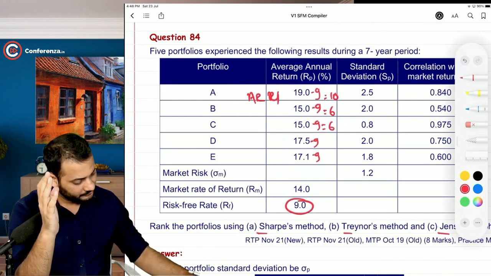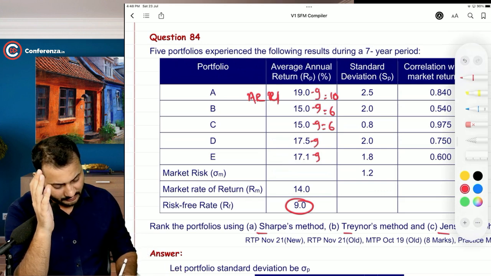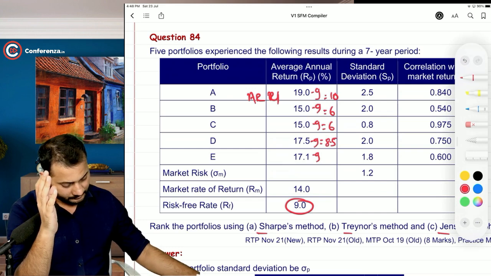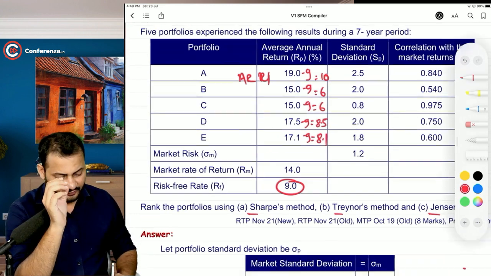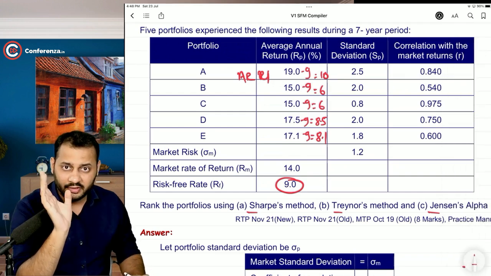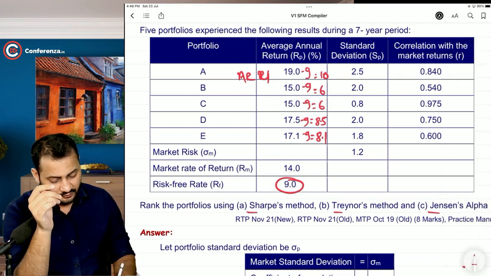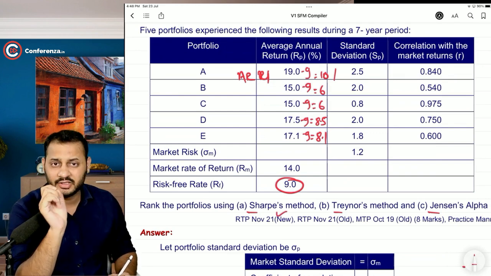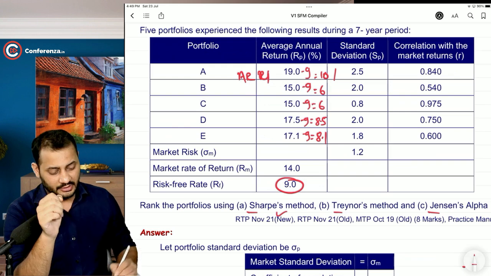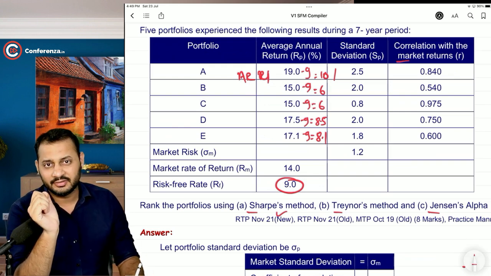17.5% minus 9, so 8.5, and this is 8.1. So okay, this is your numerator for the Sharpe's ratio. When you divide the numerator by the standard deviation of the portfolio, you will get the Sharpe's ratio. Okay, then the correlations with the market returns are given to you.